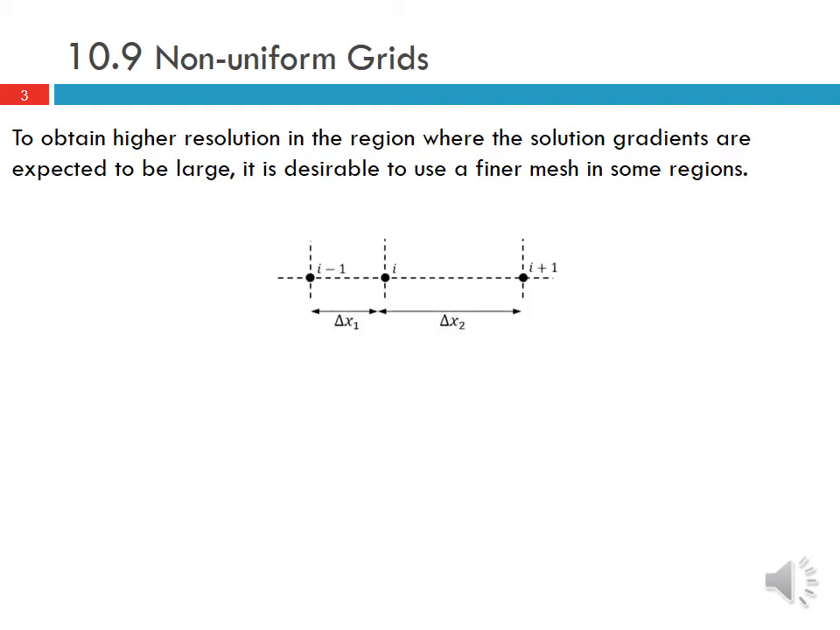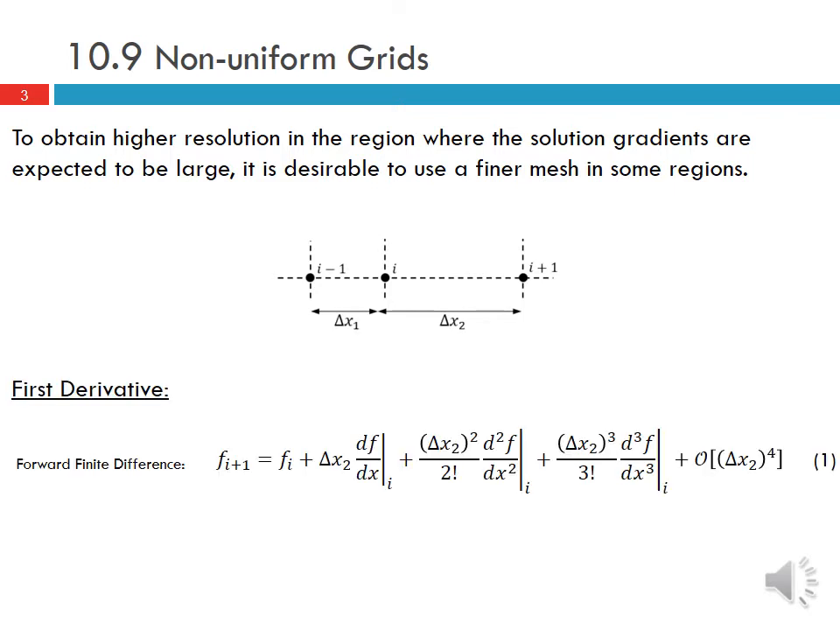So consider a 1D case where we have points here, I-1, I, and I+1. And you can see the spacing between the points is not uniform. So delta x1 is not the same as delta x2. Let's look at how we can come up with an approximation for the first derivative at the node I, where this spacing changes. Using the forward finite difference approximation for point I, we can write the expression shown here, including the third derivative term.